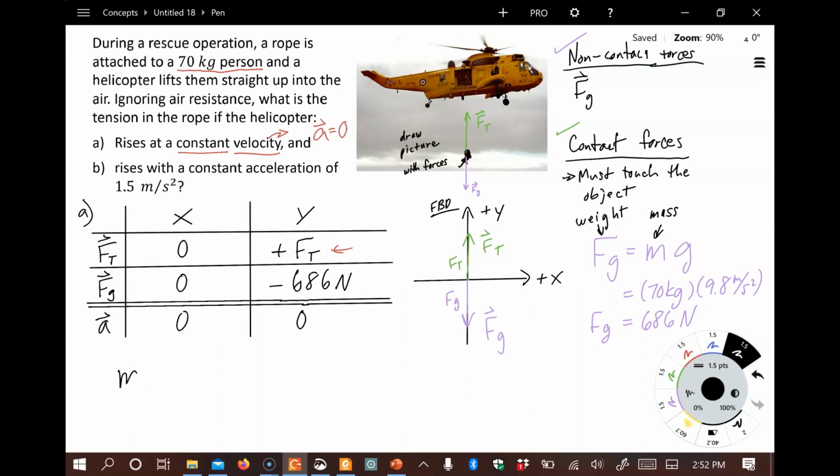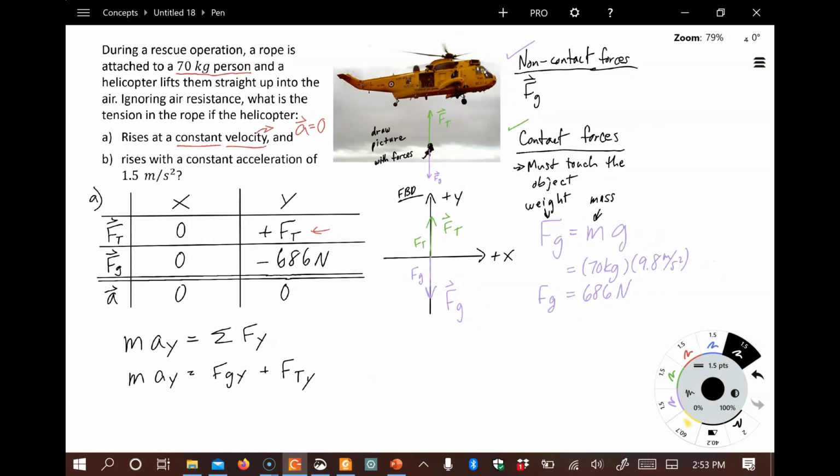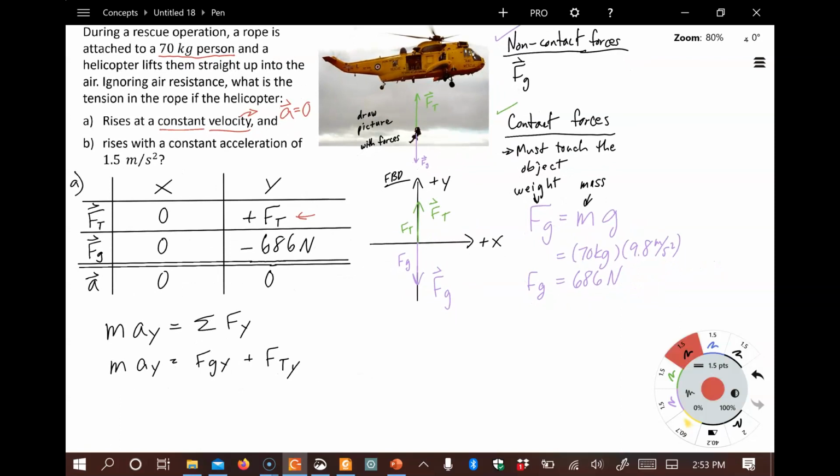So the second law says the mass multiplied by the acceleration component, this is y direction, is equal to the sum of all the forces along that component direction. In this case, we've only got two forces, right? We've got mass acceleration is equal to Fgy plus Fty. Okay, and we know these numbers, we can plug them in. Acceleration is 0, so that whole side is gone.